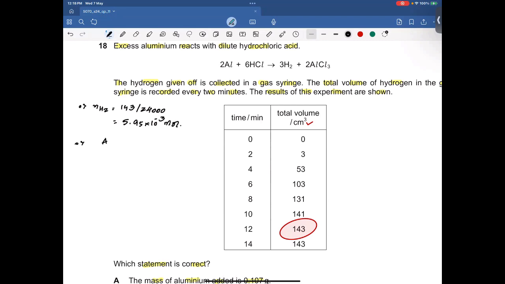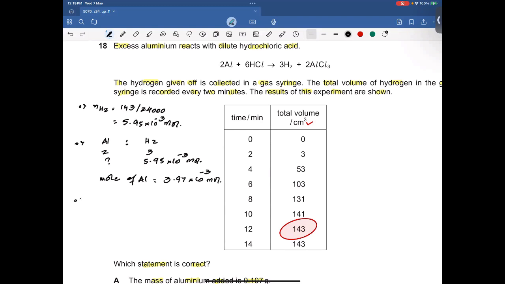Okay, now aluminum and hydrogen have a 2:3 ratio. If you calculated hydrogen as 5.95 × 10^-3 moles, how many moles of aluminum do we get? Divided by 3, multiplied by 2, it is going to be 3.97 × 10^-3 moles.